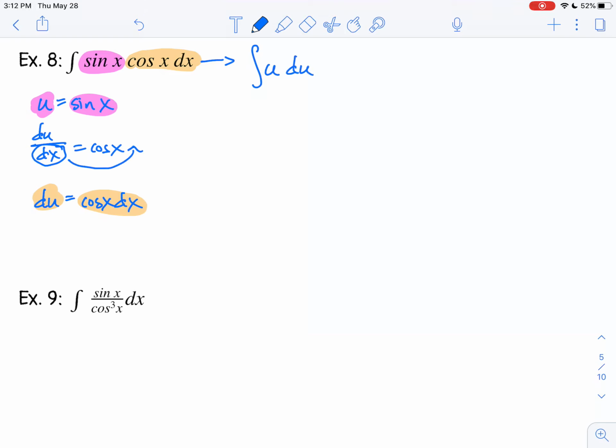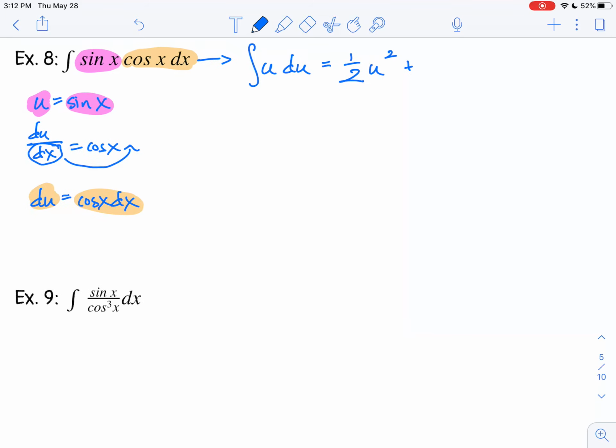All right? So a problem that looked really complicated, the integral of sine x cosine x, when we use u sub, just becomes the integral of u du. And so here we can just use our power rule. So 1/2 u to the 2 plus c, because I don't have any bounds.